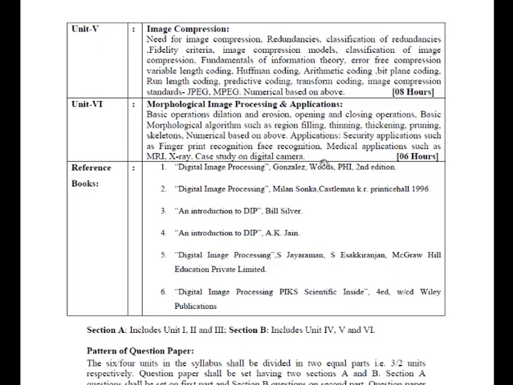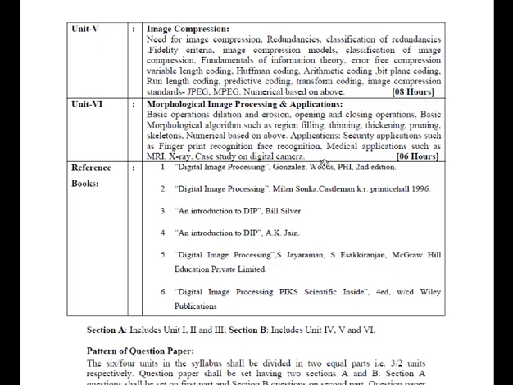Then MRI. What does MRI show? MRI shows different 3D models of our body parts. Like in an MRI scan or any CT scan, in a CT scan we have the 3D image of our lungs. Similarly, in MRI, we can see whether we have any ailment, any tumor in any section of the body. So this was all about the syllabus of image processing.